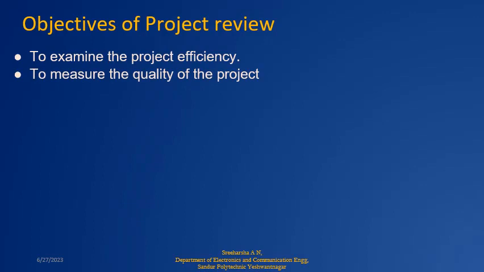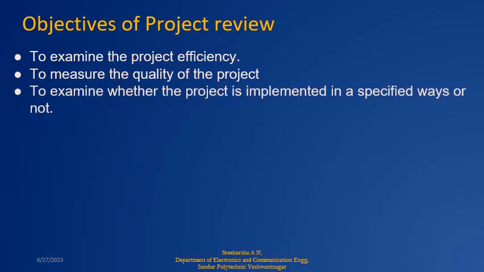And why we are doing it, what is the purpose of doing that, is what we are discussing now. First thing is to examine project efficiency, then to measure the quality of the project. What is the quality of the output that is being given, to measure that. Then to examine whether the project is implemented in the specific way, as decided, as it was planned, whether all the activities are going accordingly or not, to know that.